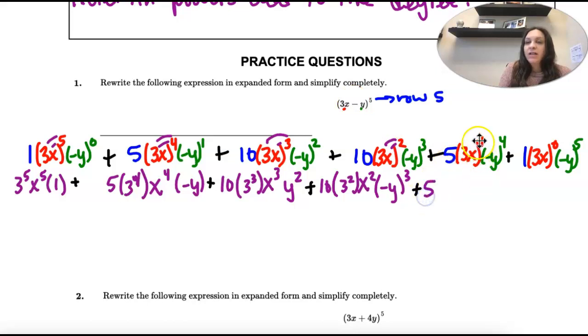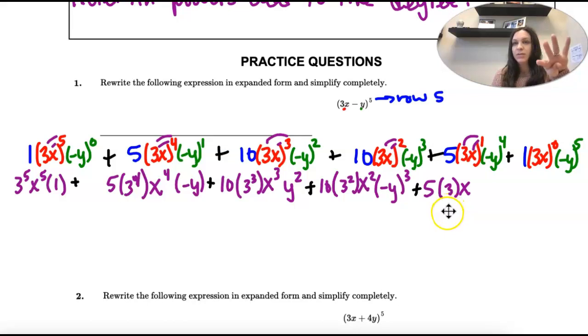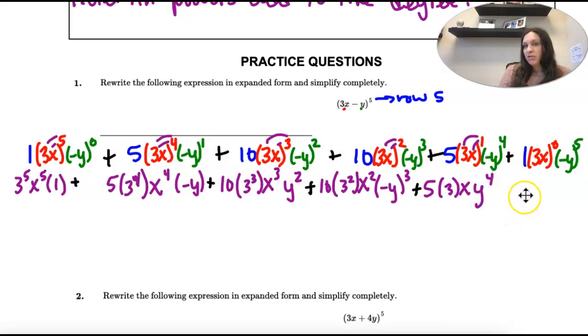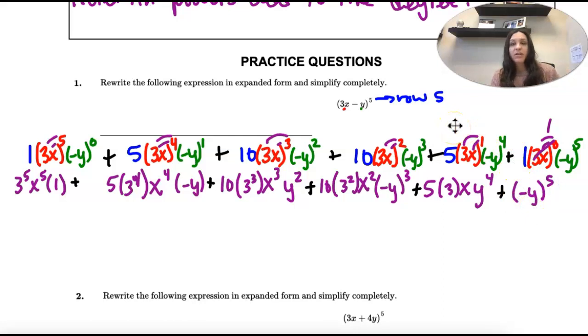5, and then 3 to the first power is 3, and then x to the first power is just x, and then y. Negative times a negative times a negative times a negative is a positive. So I'm just going to write y to the 4th, we can lose the negative. Plus 1. Anything to the 0 power is 1. So 1 times 1, and then negative y to the 5th. And I left it negative because a negative to the 5th power is still negative.